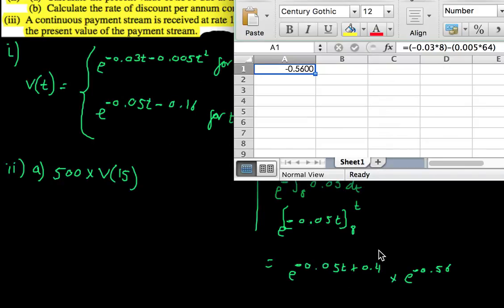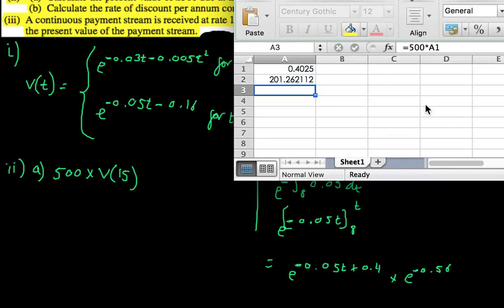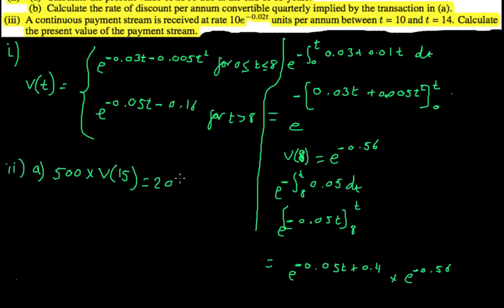So I'll go back to Excel and say we've got the exponential of negative 0.05 times 15 minus 0.16. I just want to make sure that I've done that right. Okay, then that should be pretty good. Equals 500 times that amount, we get 201.26 pounds. So we need 201.26 pounds in order to get 500 pounds in 15 years' time.